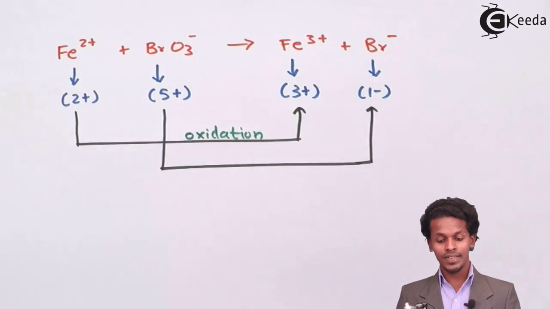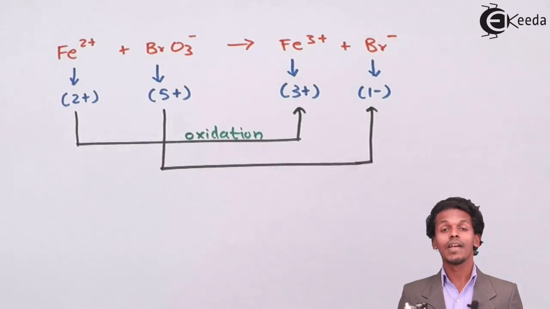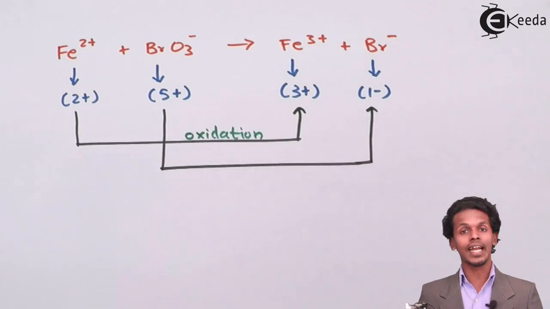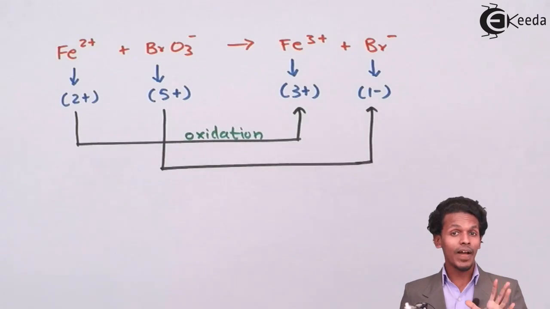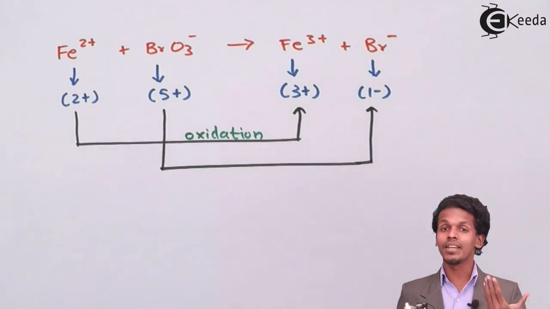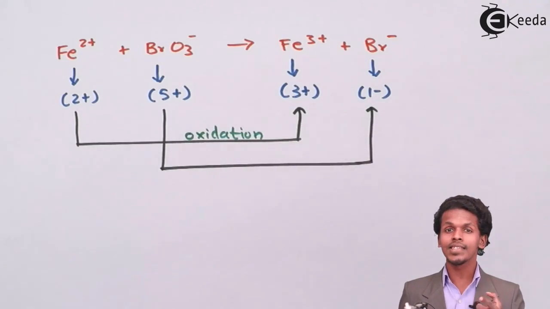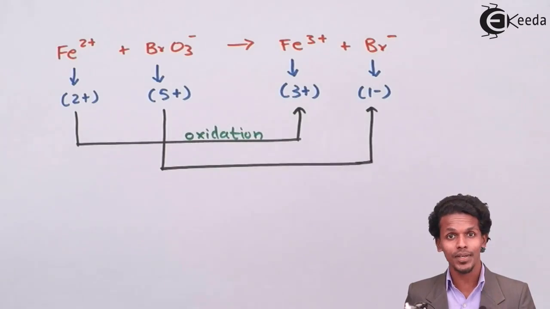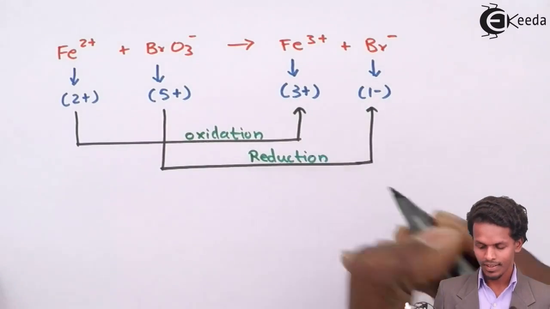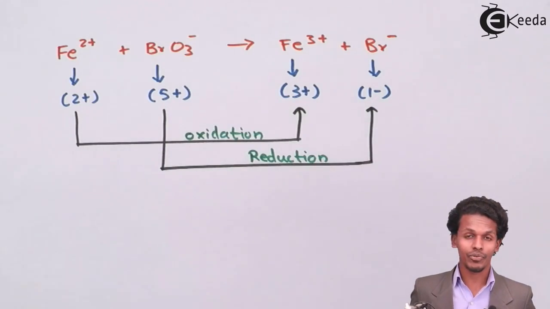While in this case, as we can observe, the oxidation number is 5+, while in this case it is 1-. So if a positive charge is being converted to a negative charge, this will only happen if the 5+ charge accepts more electrons. The oxidation number is now negative. So electrons are being gained in this process, and since electrons are being gained, it is said to be reduction.